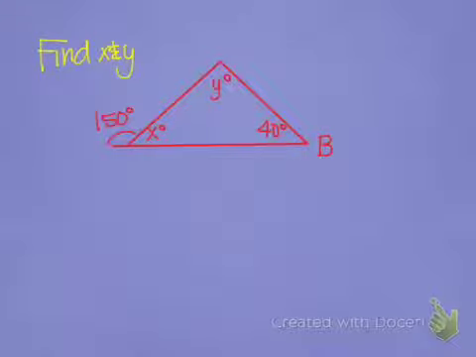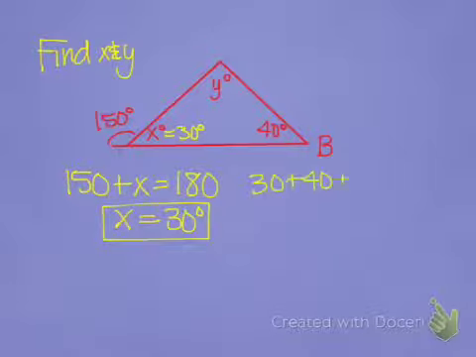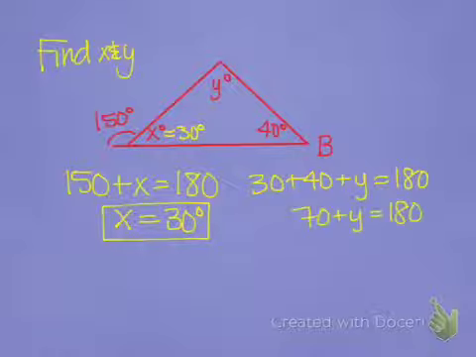Okay, so for this problem, find x and y. The first thing that we can do is we know 150 degrees plus x equals 180 degrees because it's on a straight line. So x has to be equal to 30. Once we know that x equals 30, we can take 30 plus 40 plus y, and we know that equals 180 degrees because they are the inside of a triangle. So y has to be 110 degrees.